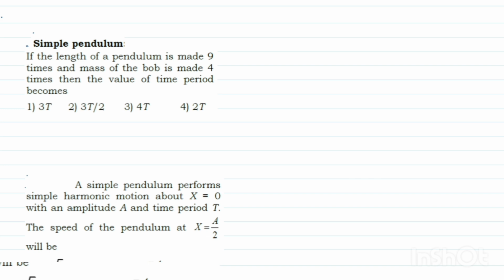Here the first question says, if the length of the pendulum is made 9 times and the mass of the bob is given as 4 times, then what does the value of the time period become? The time period of the simple pendulum formula will be T equals 2 pi root over L by g. This is the initial time period you can take. Now the length of the pendulum becomes 9 times itself, and the mass of the pendulum becomes 4 times the initial mass.